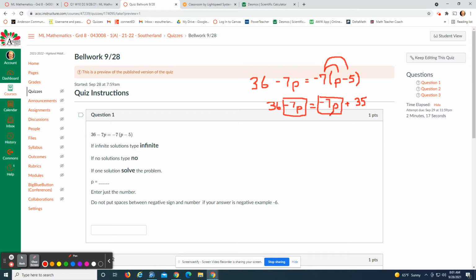In order to tell whether or not it's infinite or no solutions, I look at the other numbers, 36 and 35. If they're the same, it's infinite solutions. If they're different, it's no solution. So what is this one? No solution. So on your box, you're going to type in the word no.